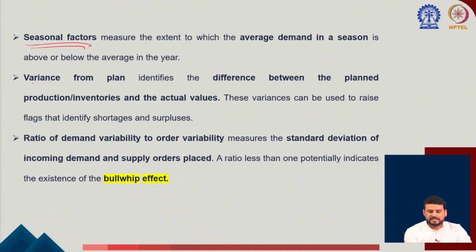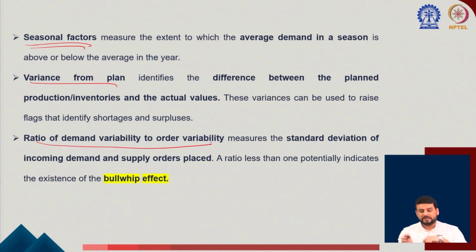Then variance from the plan. So the difference between the planned production or inventory and the actual values, whatever the variation is, depends upon the variability in your production capabilities. If you planned for 50 units but you could produce only 40 units, whatever the reasons, either a breakdown happened, raw material supply was interrupted, or manpower absenteeism, anything happened, the variation is there.